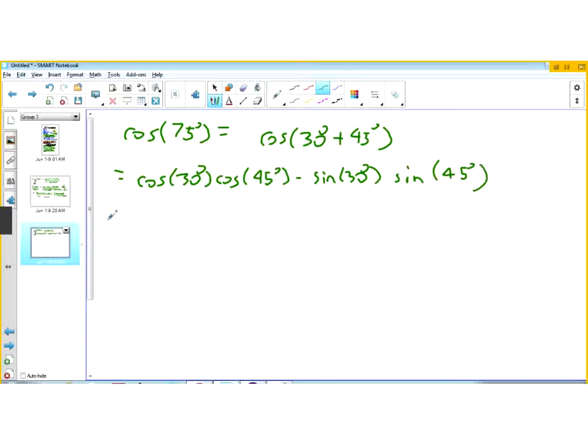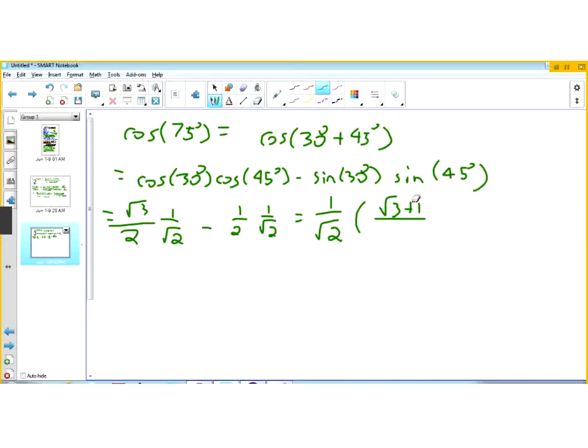of 45 degrees. Okay, and so we know the cosine of 30 degrees is square root of 3 over 2. The cosine of 45 degrees is 1 over the square root of 2. The sine of 30 degrees is a half, and the sine of 45 degrees is 1 over the square root of 2. So that would be 1 over the square root of 2 times the square root of 3 minus 1, excuse me, square root of 3 minus 1 over 2.